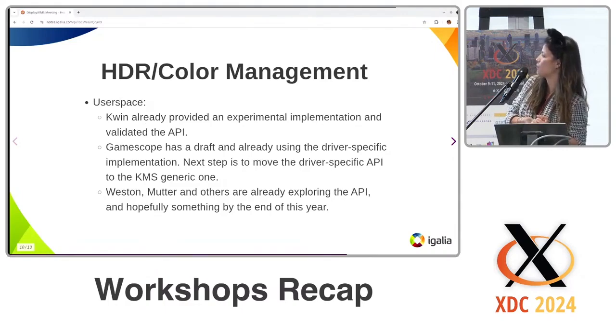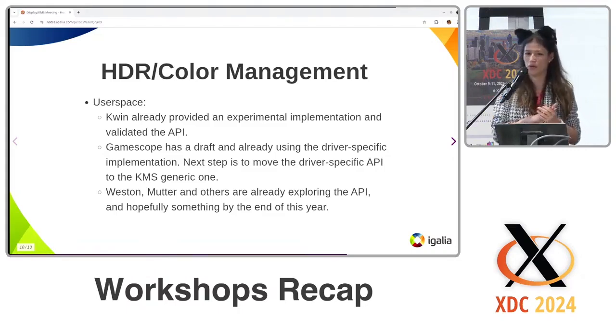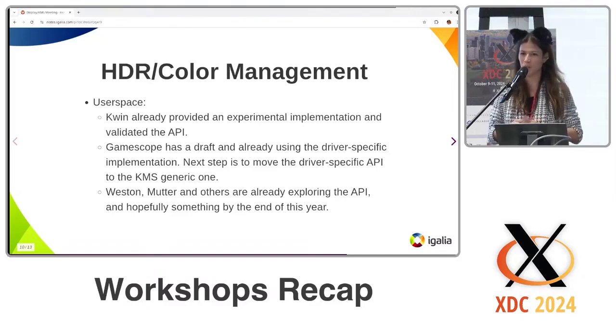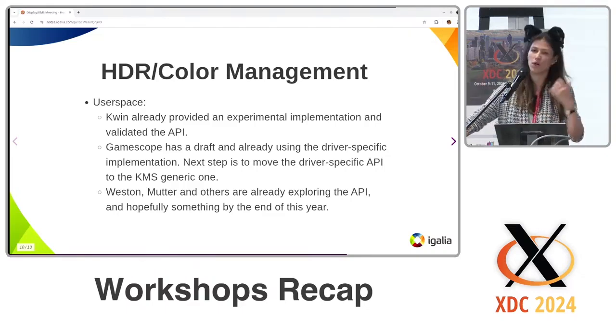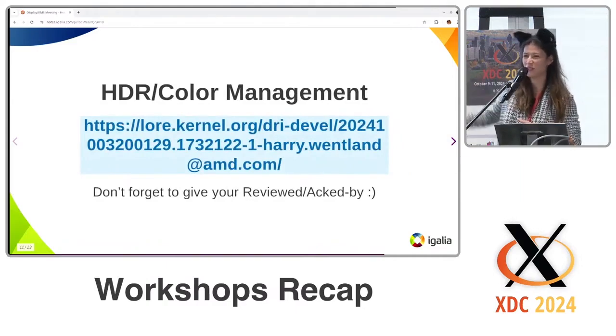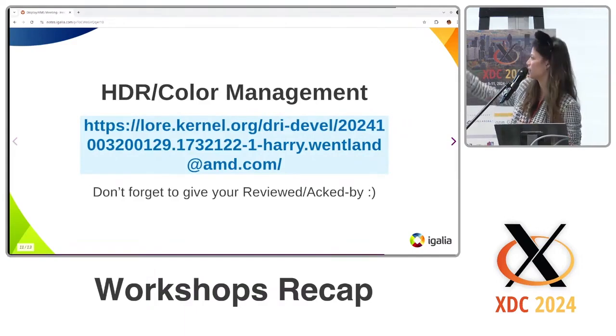We have some feedback from Weston, Mutter, and others that they are already exploring the proposal, and hopefully we will have something by the end of this year. We have feedback from the kernel side, GPU vendors, and user space. Apart from that, we also have IGT tests that Harry implemented. So we cover all the aspects of this API. We are waiting for review and ACK on the last version of the proposal.